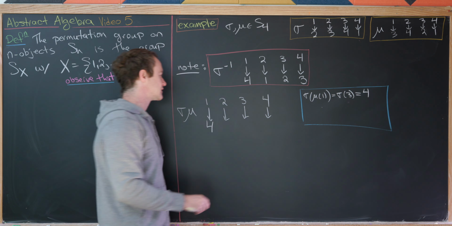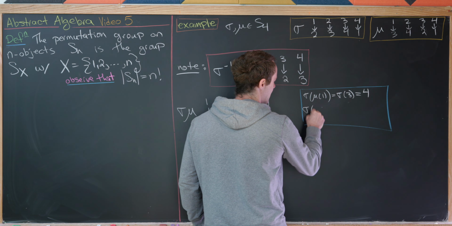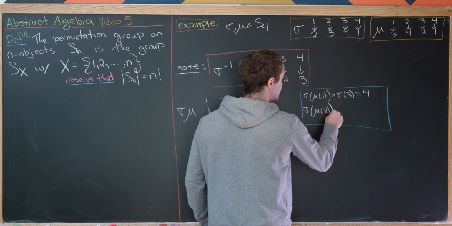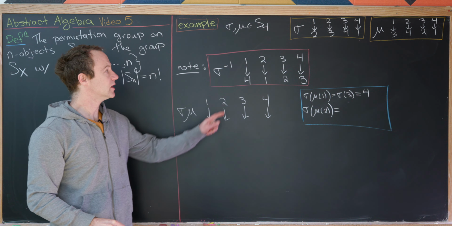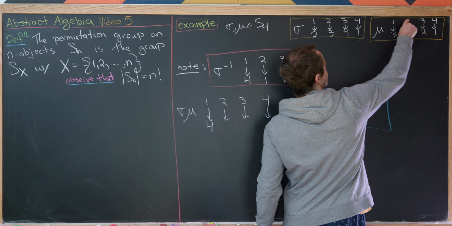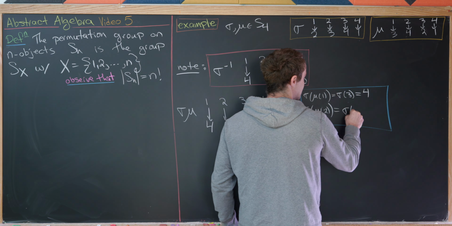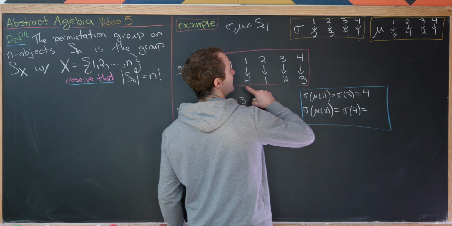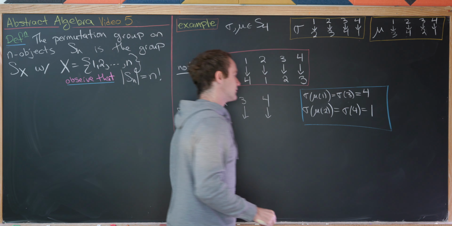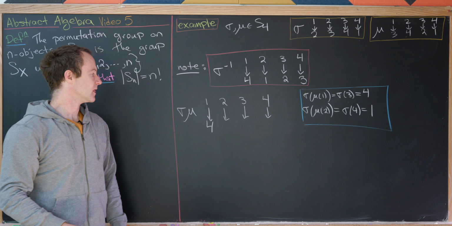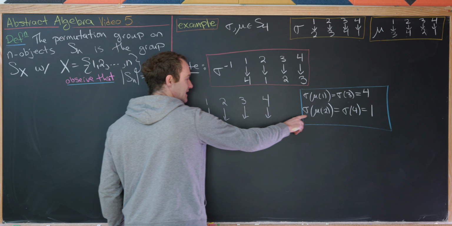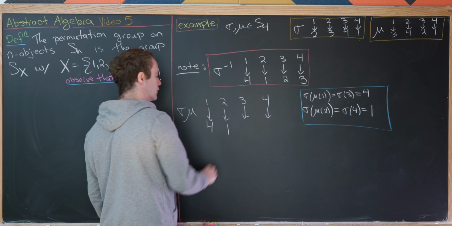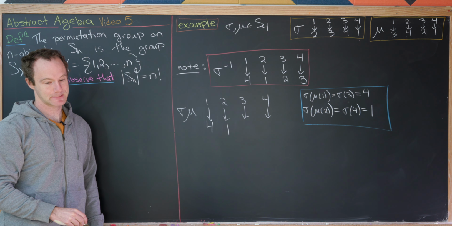Okay, so let's do another. Let's do sigma of mu of 2 and see what we get. So mu of 2 is 4, so that's going to be sigma of 4, and then sigma of 4 is 1, so that brings us back to 1. Okay, so that means in the end, sigma of mu of 2 is 1. We end up with something like that.